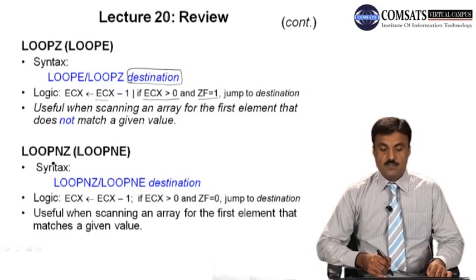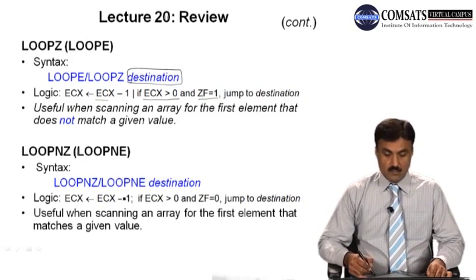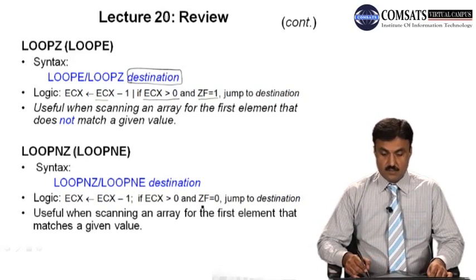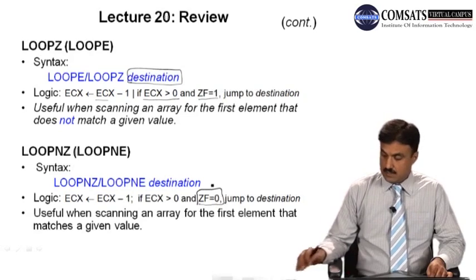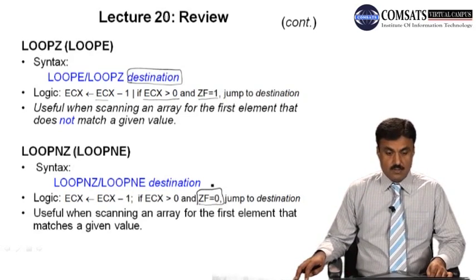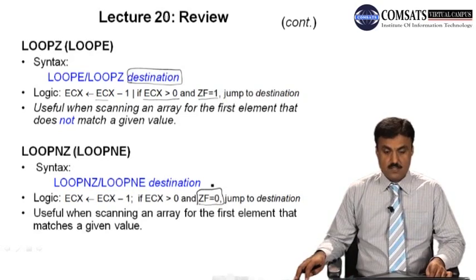Similarly, there are other instructions like LOOPNZ and LOOPNE. LOOPNZ is not zero flag and LOOPNE is not equal. The syntax is almost similar, and this one has only one condition which is different from LOOPZ and LOOPE, that is, ECX is greater than 0 and the zero flag is not set, or the zero flag is equal to 0. So these two pairs of instructions are the conditional loop instructions.